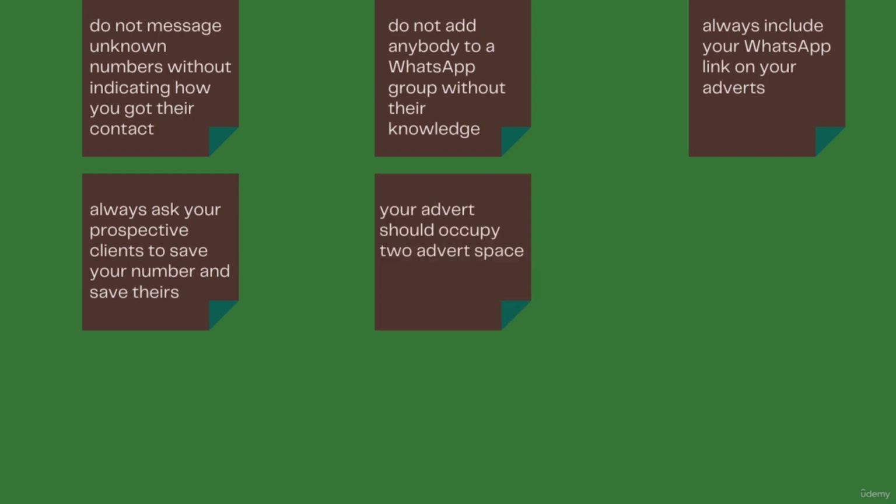Your advert should and must occupy two status pages, whether you are posting it on your own status page or a friend's status page or the status page of an influencer. The first page should include the image of your advert, a banner, an image of what you sell, or an image of a positive review, or better still, it should include a video.